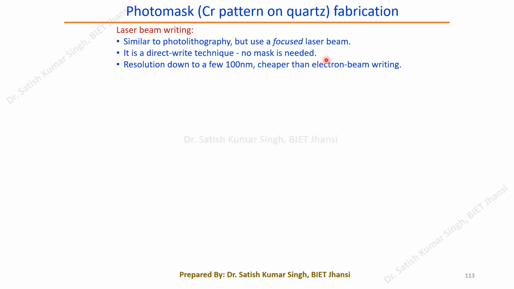When we are exposing a wafer using the optical lithography system, we need a photo mask containing a pattern. The light is shined onto the photo mask, penetrates through it, and its image is printed onto the wafer. But when we are fabricating the photo mask itself, it is a direct writing technique. There is no need of a photo mask.